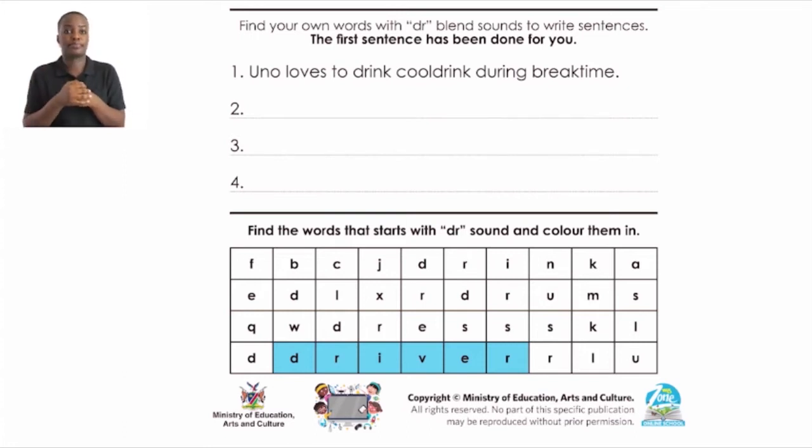And the last exercise that we can see there is still talking about the sound dr, and is asking you to find these words and color them in. Now this is a fun exercise, so I'm not even going to do this with you. You are going to do this one at home. And remember to use color and have lots of fun.